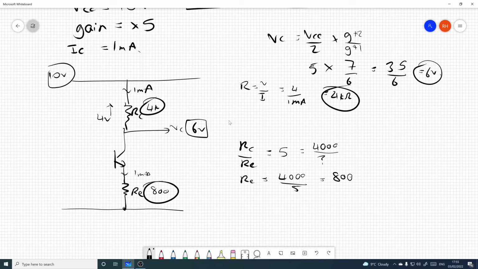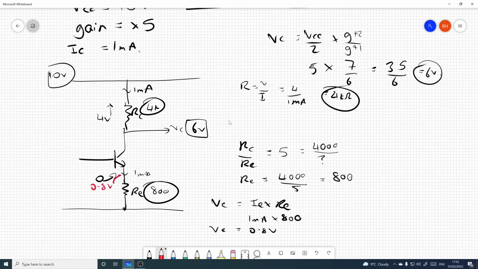Remember, IC and IE are approximately the same. So that means that we now know the voltage on the emitter. VE is equal to IE times RE. It's just Ohm's law. IE is 1 milliamp because we said it is. RE is 800 ohms because we just said it is. So VE is equal to 0.8 volts. We can bang that in here.